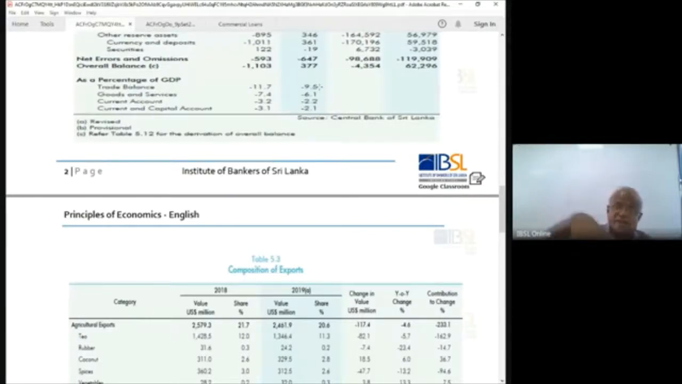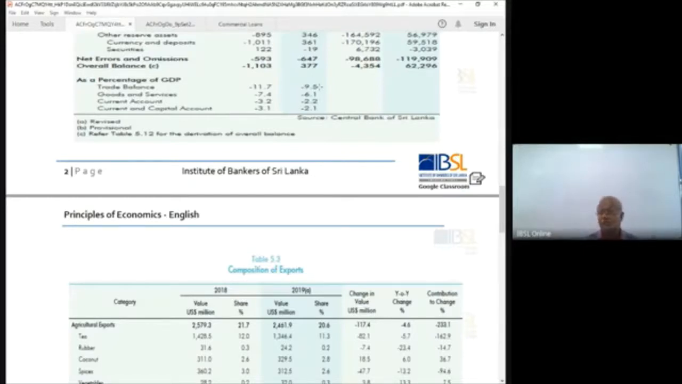11.7 deficit to 9.5 deficit. That is also a deficit, but we call it the trade account has improved. Deficit decrease. Goods and service account 7 to 6.1, improvement. Deficit, but improvement. Current account 3.2 to 2.2, improvement. Current and capital account 3.1 to 2.1, improvement. Right? Okay. So in 2019, all our accounts have improved.